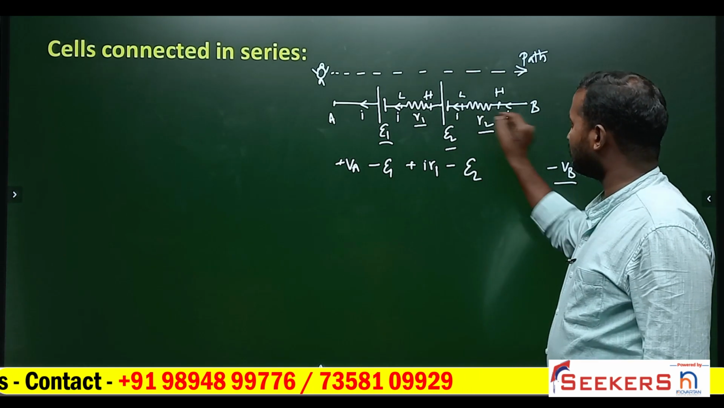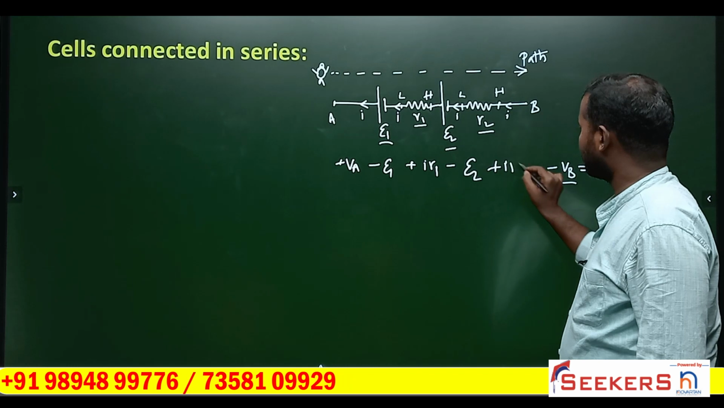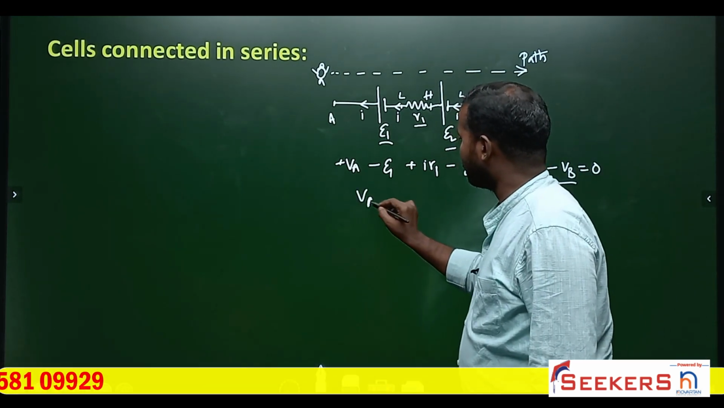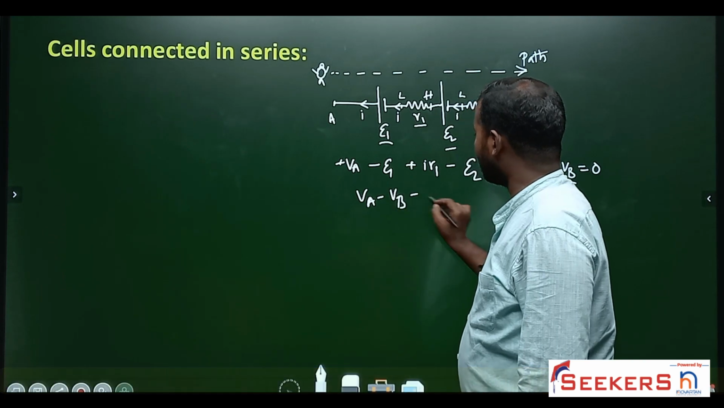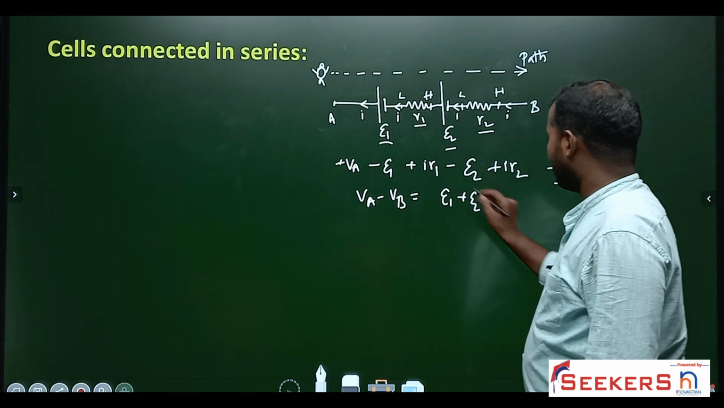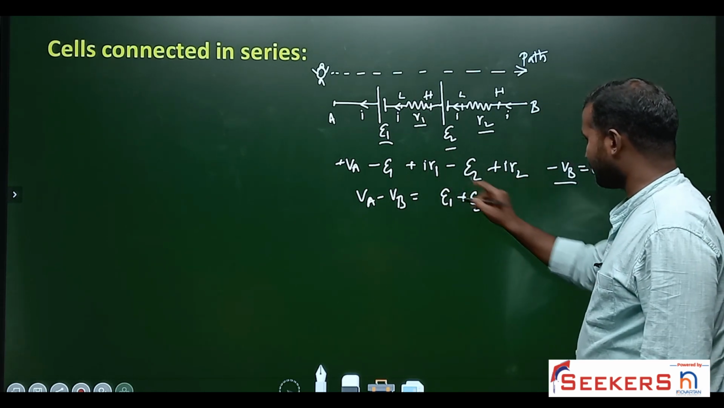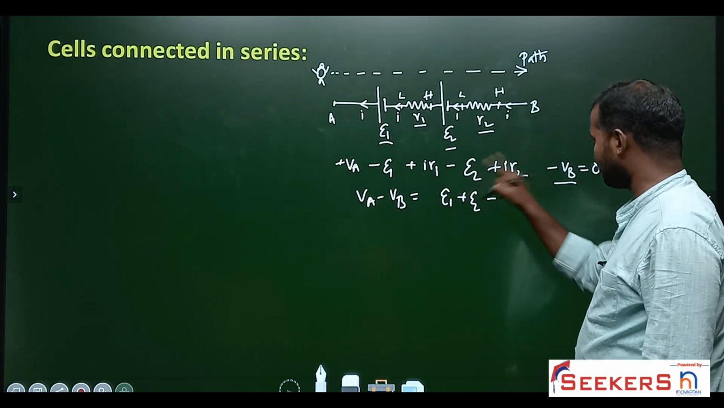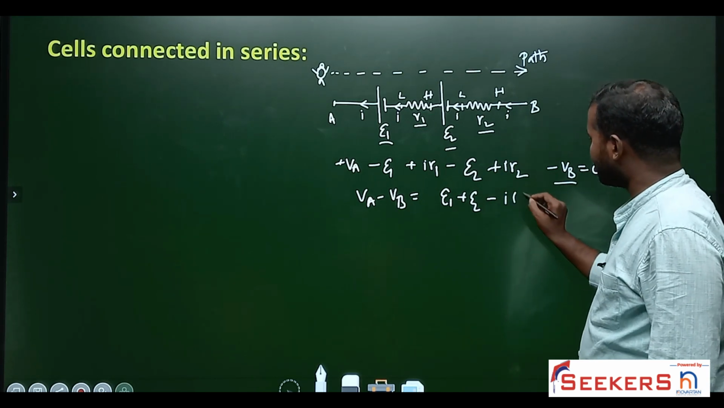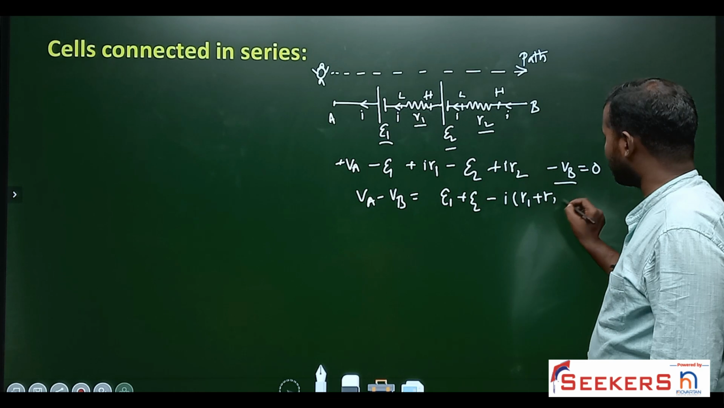Now you are going from low to high, plus IR2 minus VB is equal to 0. So VA minus VB is equal to what? That is E1 plus E2. Now if I just take these two things common, and they are minus actually after sending them to the other side of equal to, then I can write it as I into (R1 plus R2).